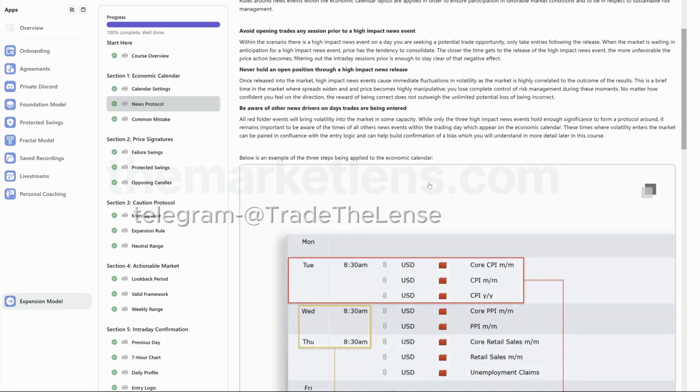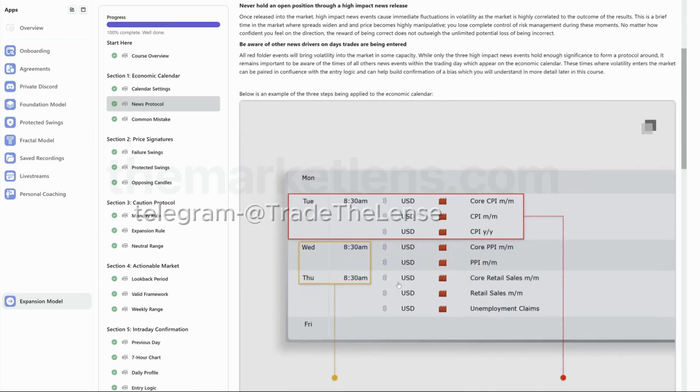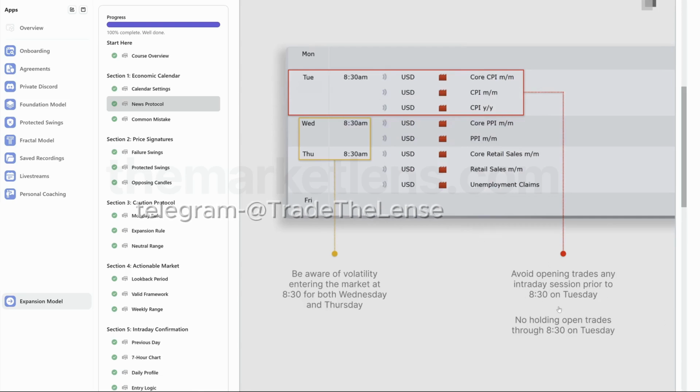So you want to be aware of those times, because 8:30, if there is no news event there, it's not a volatility driver. So we want to know that is existing. So for example here, this type of economic calendar, Tuesday CPI, no holding trades or no opening any trades intraday session prior to 8:30 on Tuesday. No holding open trades through 8:30 on Tuesday, because it's high impact news, CPI. And then the rest is just being aware of 8:30 on Wednesday, 8:30 on Thursday.